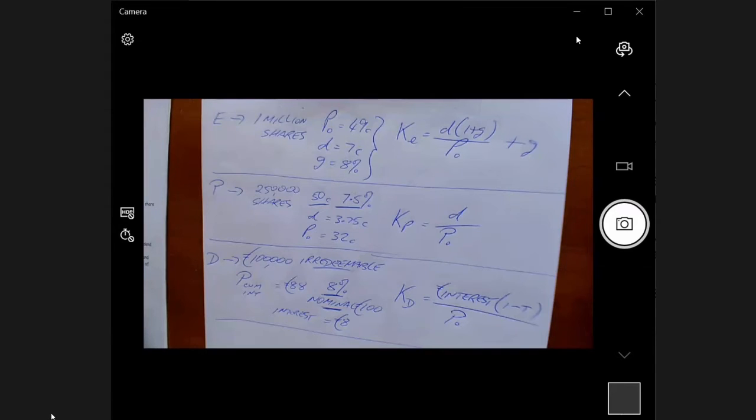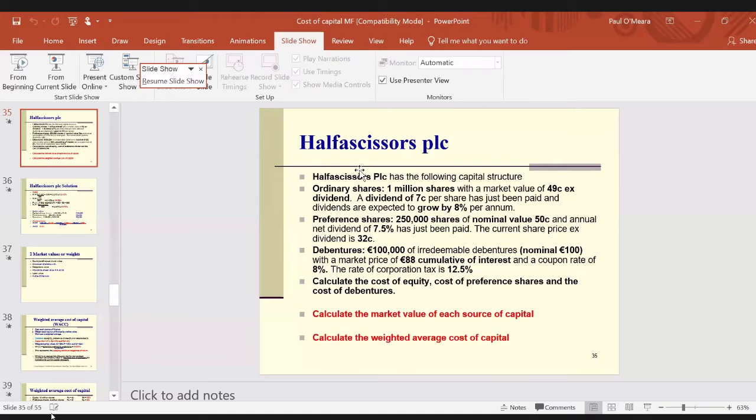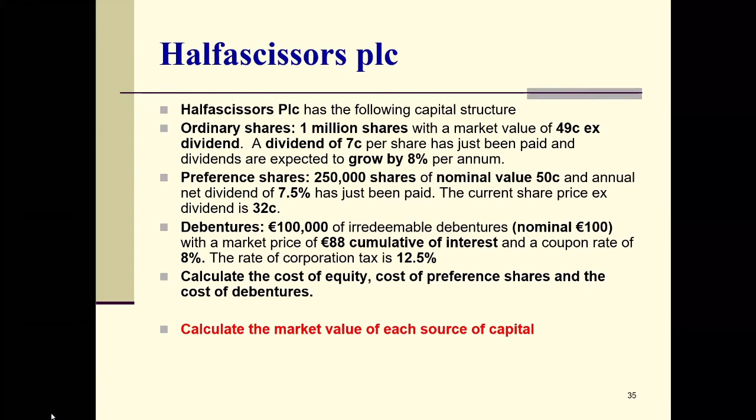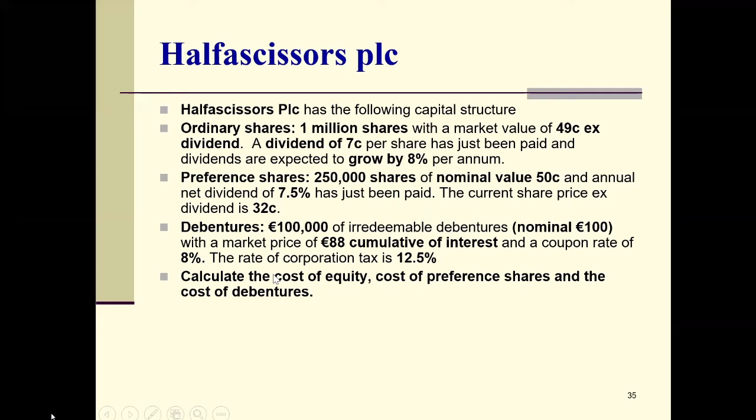Okay, so let me show you what the solution would look like if I bring you to the overhead that we had a few minutes ago. What I've drawn out for you there is just the kind of stuff that you get from the question. Let me show you the actual solution to the question now. In this question, you have to calculate the cost of equity, the cost of the preference shares, and the cost of the debentures.